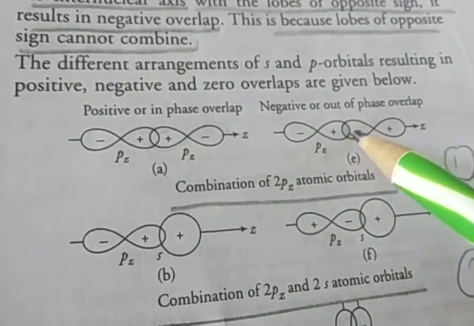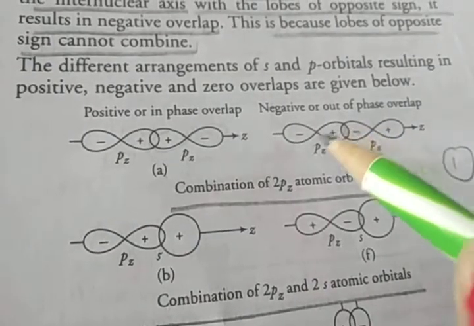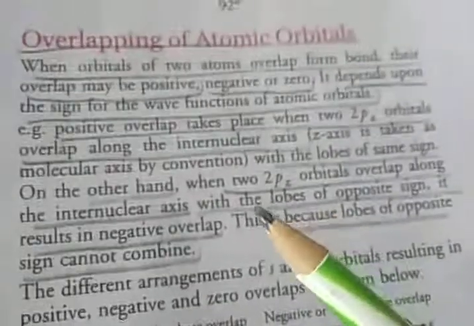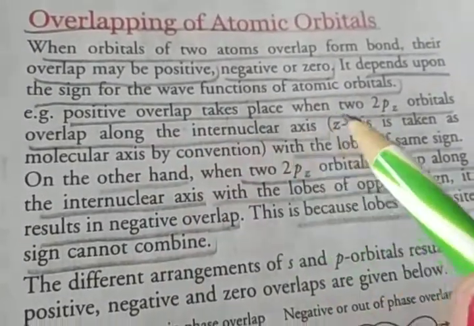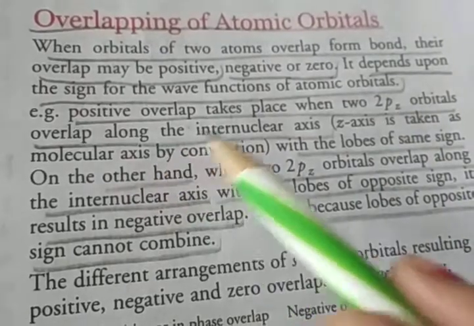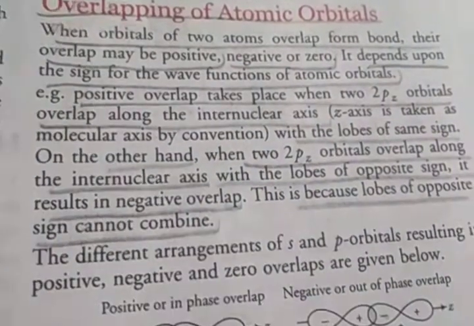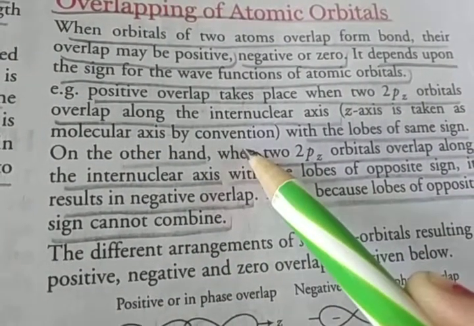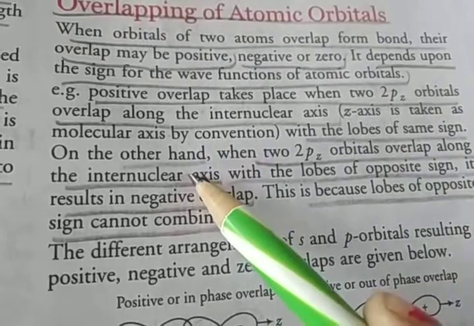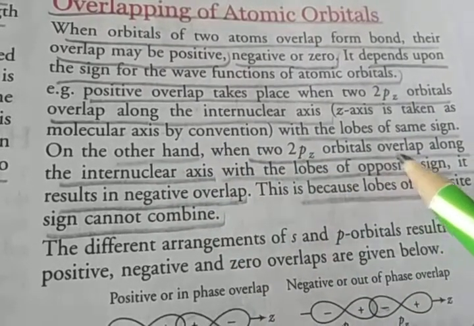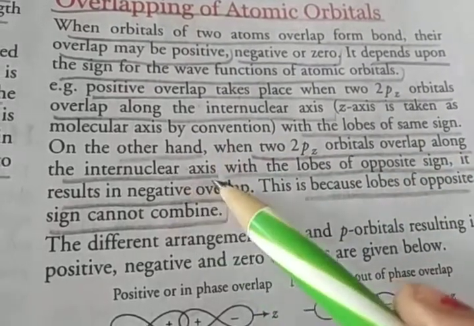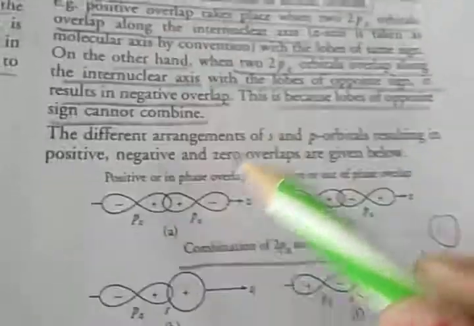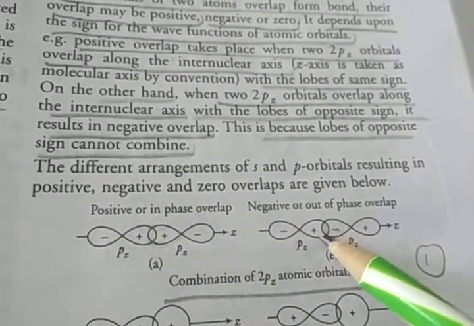Here you see opposite sign combination of the 2pz atomic orbitals. Positive overlap takes place when two 2pz orbitals overlap along the internuclear axis, with the z axis taken as the molecular axis by convention, with lobes of the same sign. On the other hand, when two 2pz orbitals overlap along the internuclear axis with lobes of opposite sign, it results in negative overlap. Here is positive overlap and this is negative overlap.